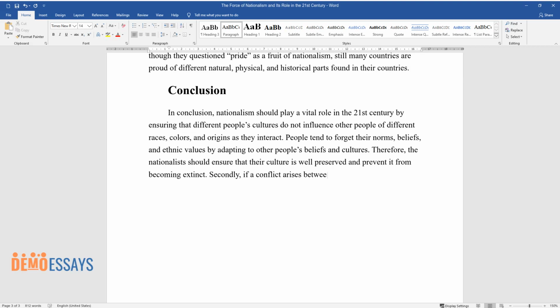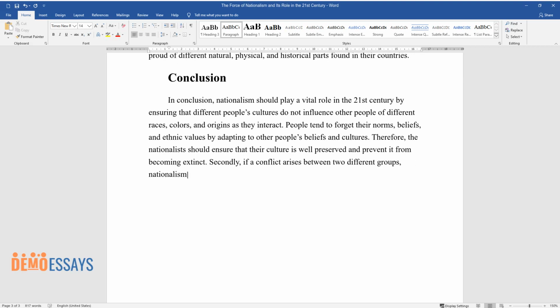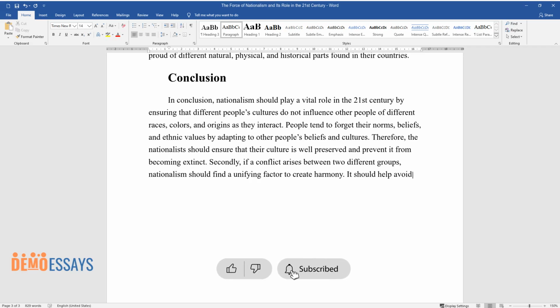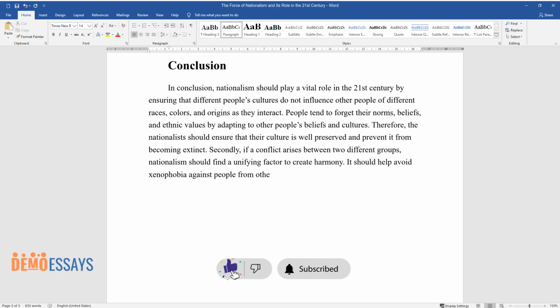Secondly, if a conflict arises between two different groups, nationalism should find a unifying factor to create harmony. It should help avoid xenophobia against people from other countries regardless of existing differences.